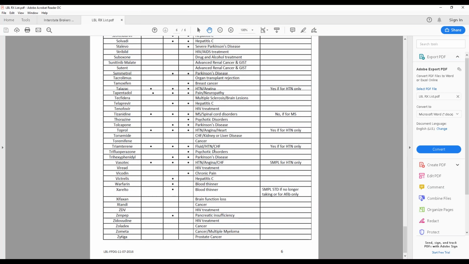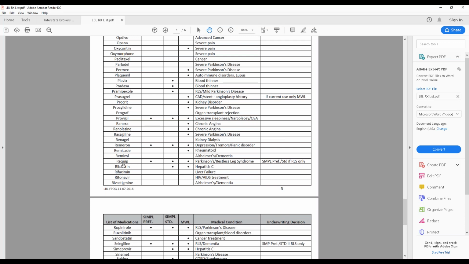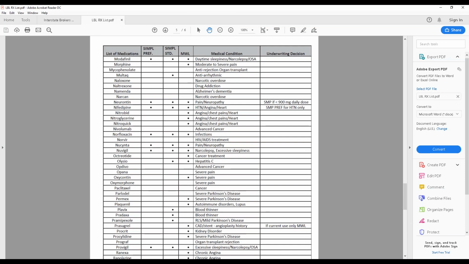You always want to double check, because sometimes you might have a situation where a particular drug like this, which is typically prescribed for Parkinson's, sometimes is given to people with restless leg syndrome, will allow the medication to go through if it's for restless leg syndrome. That could be the potential 8% of the tool.